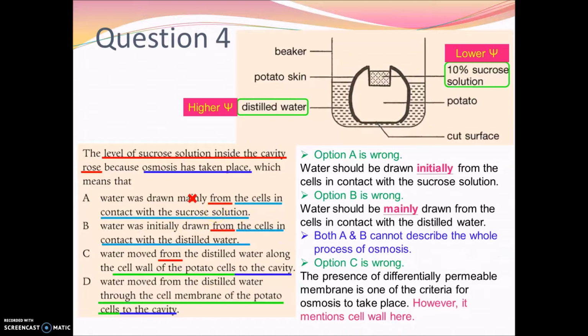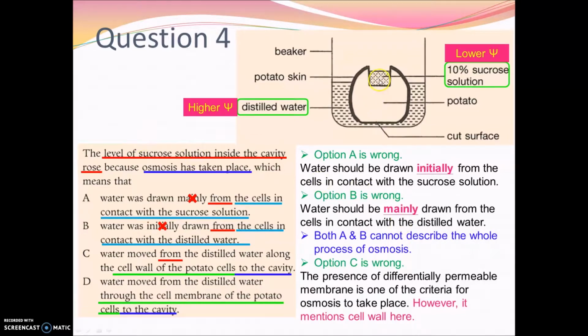So I will talk about A and B first. A and B are actually about the wording. Water was drawn mainly from the cells in contact with the sucrose solution. Water was initially drawn from the cells in contact with distilled water. Both A and B cannot describe the whole process, because it should be in a sequence.